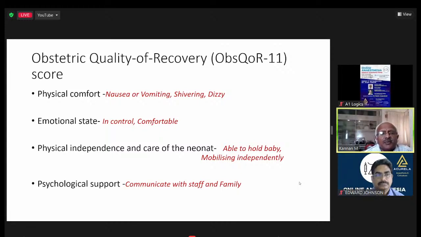Physical comfort: in this subclass, nausea, vomiting, shivering, and whether she has any dizziness. The emotional state of the patient is also taken into scoring, whether she is in control or comfortable. And the physical independence, so that she can mobilize independently and take care of the child. And the psychological support, whether she is able to communicate with the staff and family. 11 points are taken into consideration. And so we know our procedure is really doing good for the patient by this scoring system.